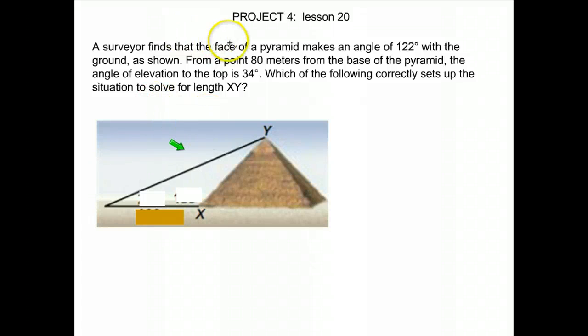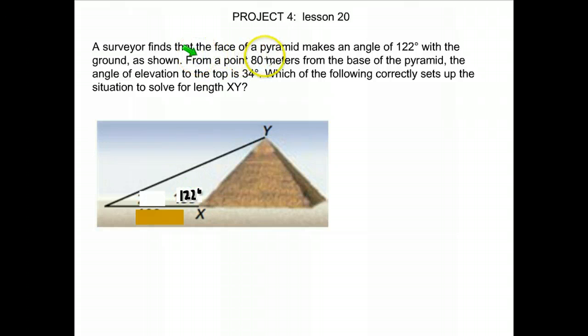All right, here's an example like our project. I changed the numbers so that I can show you how to do the problem without doing the problem for you. So it says a surveyor finds that the face of a pyramid makes a 122-degree angle with the ground. So let me fill that in. This would be 122 degrees.